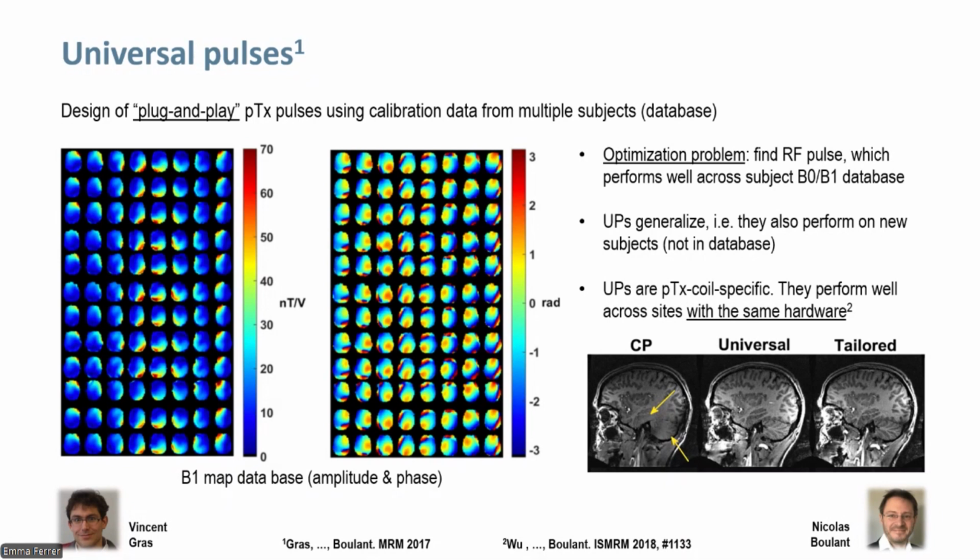And then it turns out that these pulses also generalize well. So they also homogenize the flip angle for subjects not part of the database. One limitation is that these pulses are tied to the PTX coil that has been used for the database, of course. So they perform very well across sites as long as they use the same coil. If you have a different coil, you need to acquire your own database and calculate new universal pulses.